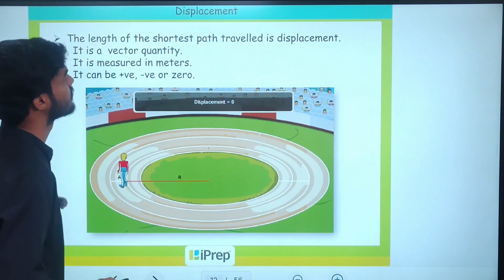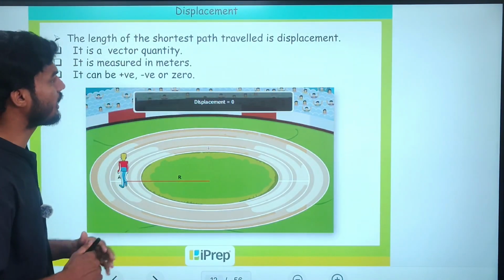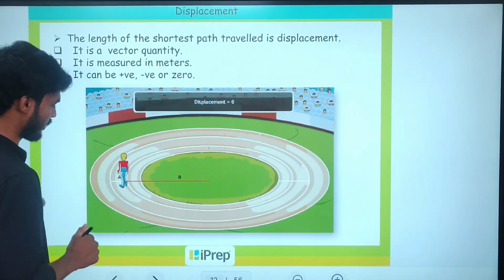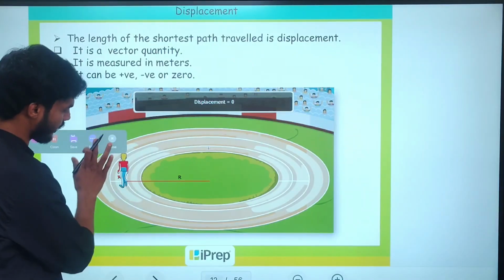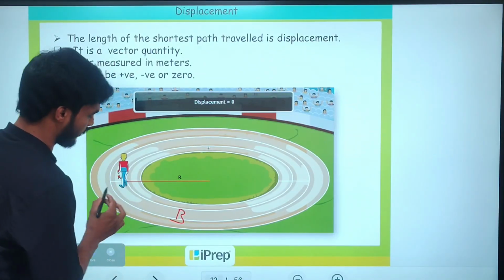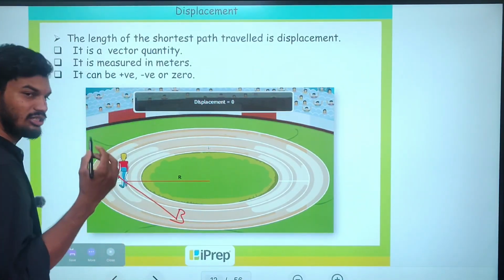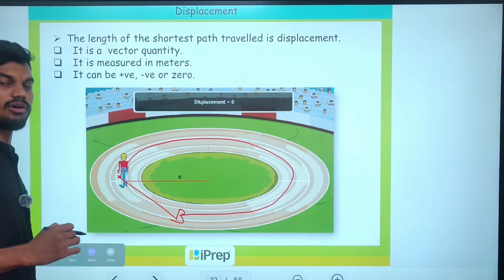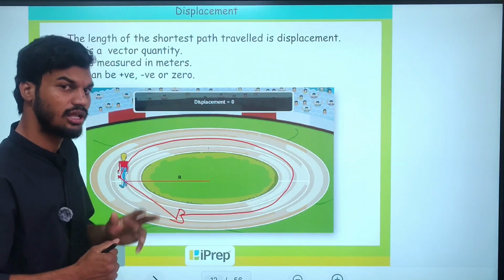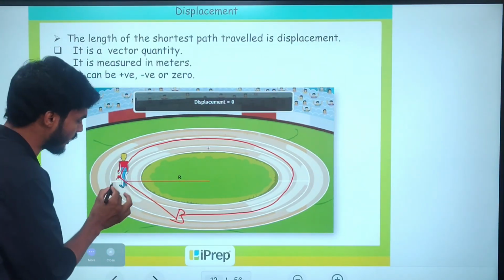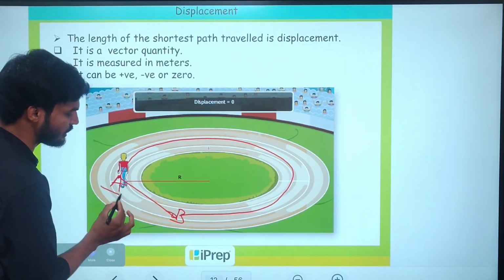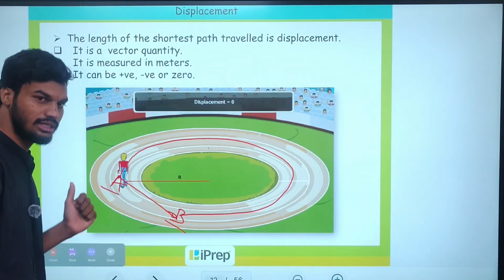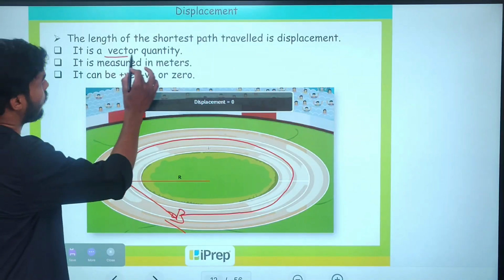Next, coming to displacement, it is the length of the shortest path. Look here, a person starts from point A and ends at point B. So the shortest path, but actually the person travels in this direction, right? So for displacement, the formula is the shortest length from point A to point B, that is, from the initial position to the final position. We can say it is the shortest length, right? So this is known as displacement, and it is a vector quantity.